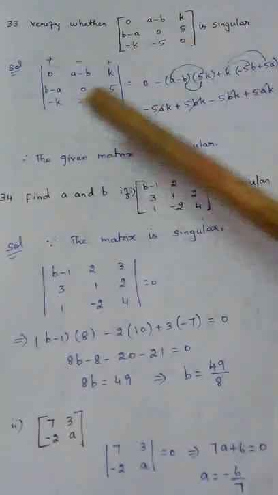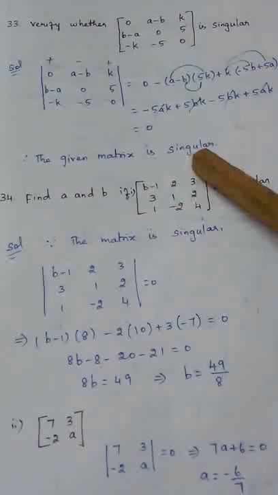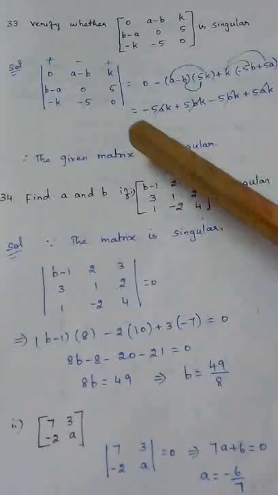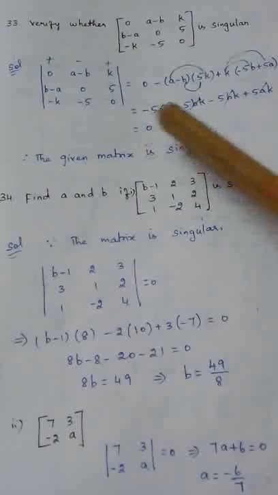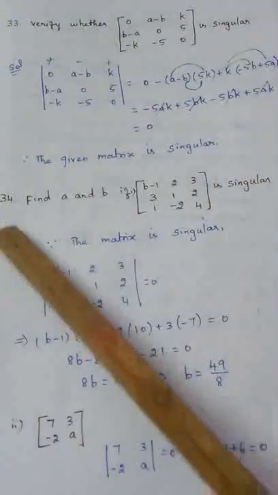Since the determinant value is 0, we will say the given matrix is singular. If it is non-zero, non-singular. 0 means singular.